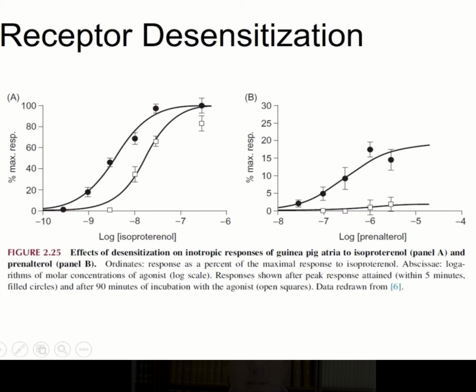In the same system, with a different agonist, pernalterol, doing the same thing, the first time we add the agonist, we get the black curve. On the second time around, after 90 minutes of pernalterol activation, we wash it out, we give it again, and we get essentially no activation. In this situation, receptor desensitization inhibited efficacy, whereas over here, it inhibited potency. So receptor desensitization is a complicated process. I think we'll talk about it more later on, but here you need to realize that it can be a cellular process, and it can inhibit potency and or efficacy.